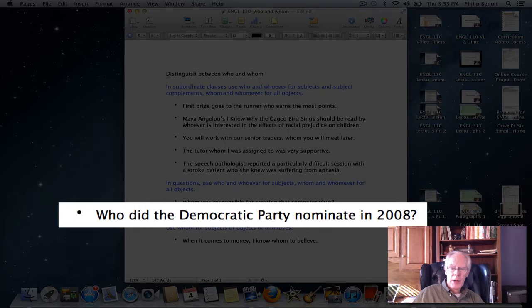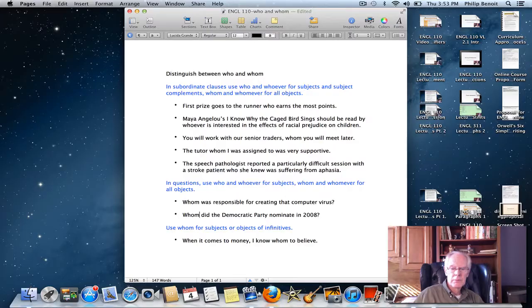Who did the Democratic Party nominate in 2008? We can easily solve that by just rephrasing that whole group of words and saying the Democratic Party nominated in 2008 whom? Nominated whom in 2008? The Democratic Party nominated whom in 2008 shows us that it is, again, the object. So again, use the object. We change that to whom.